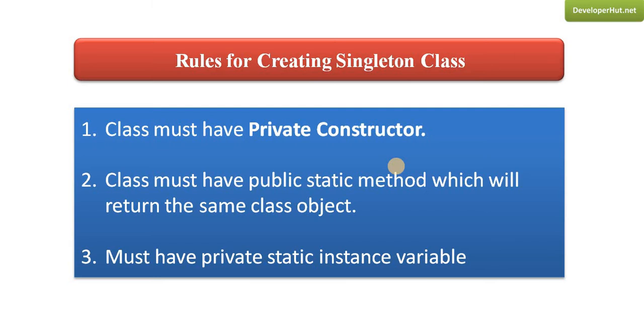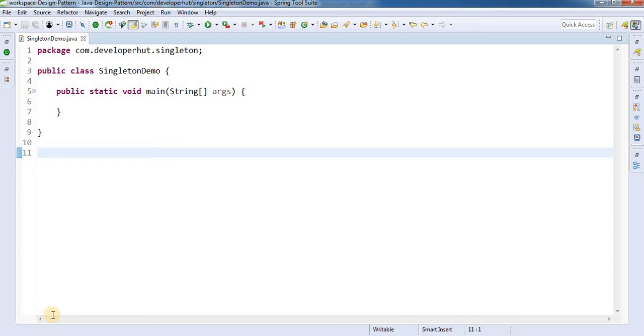and then return it back. The last requirement is that you need to create a private static instance variable, because you are creating the public static method and creating the object inside this method. So you need a static instance variable so that you can return it back. Now let's move ahead and create the Singleton class. So let's create a Singleton class. I will say class, I will say Singleton.